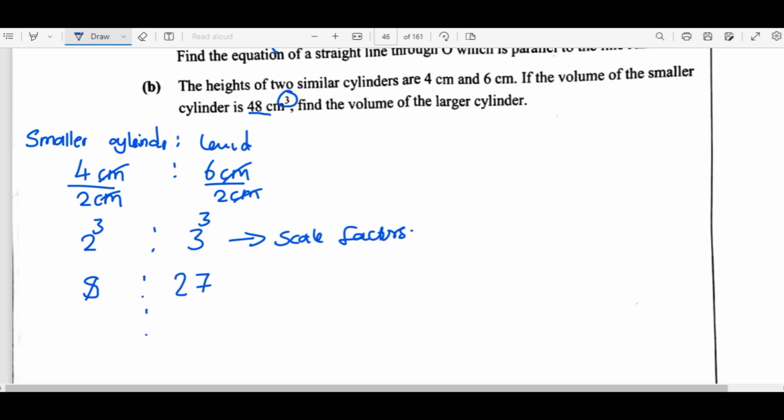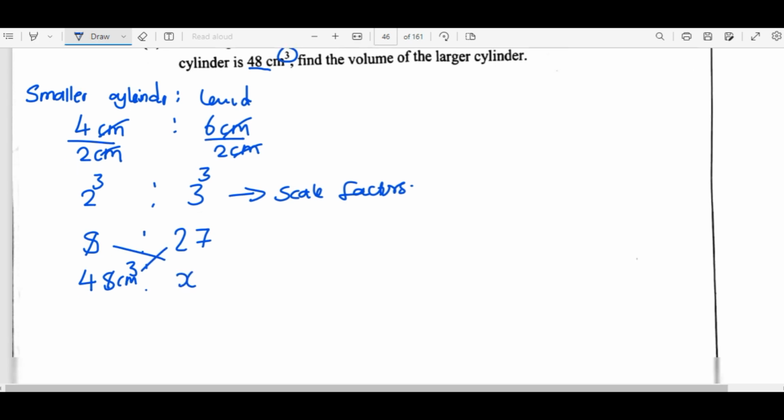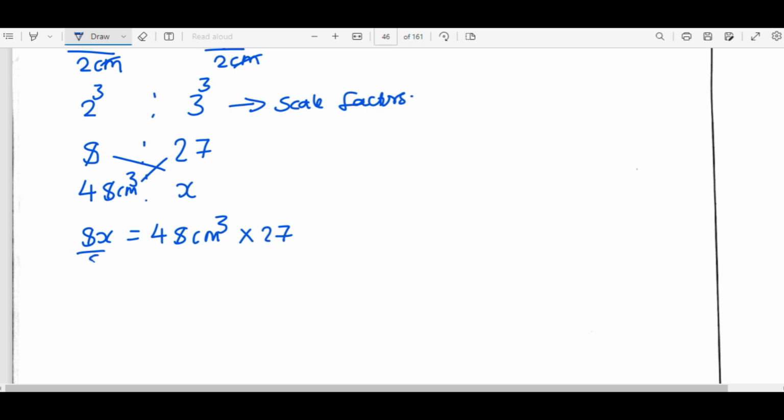So after we have found the volume ratio scale factors, we can now proceed. The volume of the smaller is given as 48. So you write 48 where it is, then here we put x, and we cross multiply. So 8 multiplied by x is 8x. Then in paper 1, where you don't have a calculator, for numbers like 48 times 27, do not multiply, just let them remain like this. So 48 times 27 will be written like this. You see the reason. So you divide by 8.